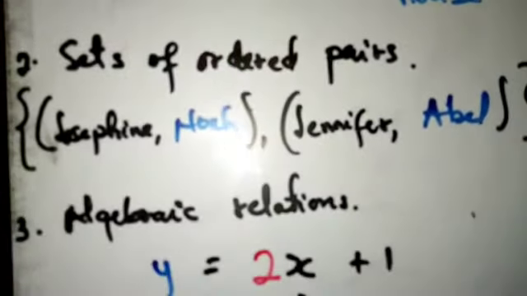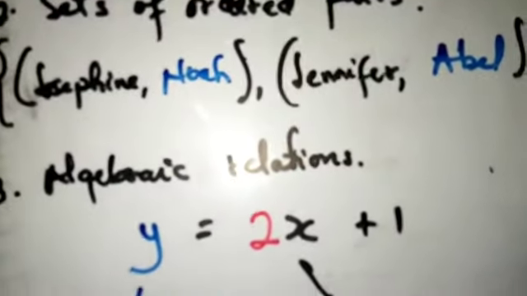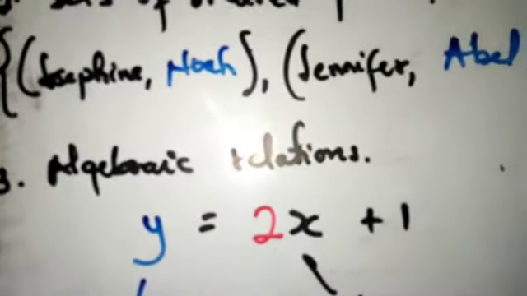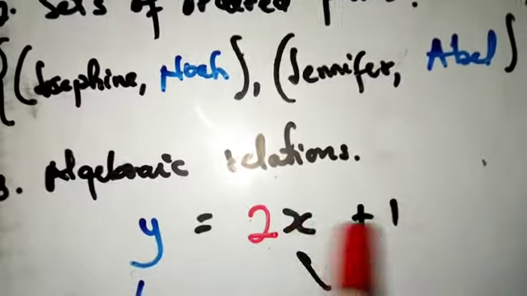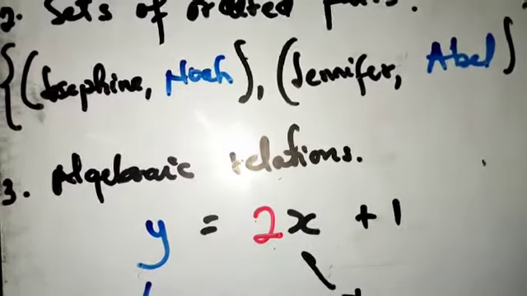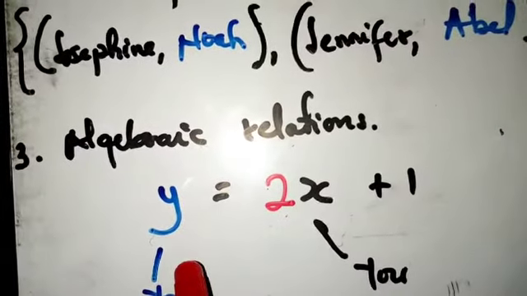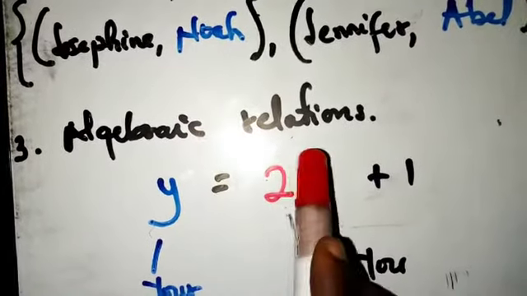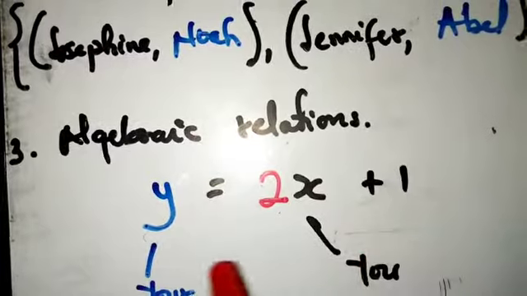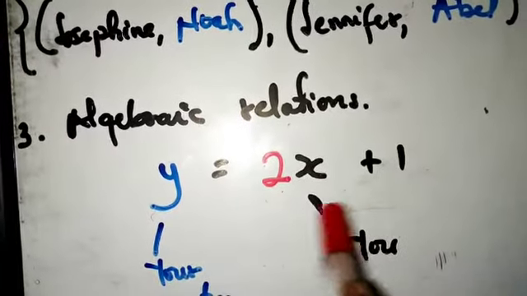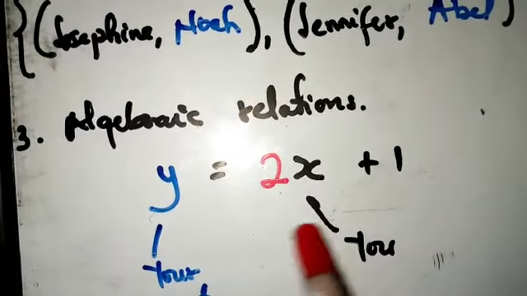And then the third one will be the algebraic relation. Don't let the name scare you. One thing in mathematics is that you must know the meaning behind the name. So let's focus on that. Here we are going to look at the algebraic relation or an equation. It looks like this: y is equal to 2x plus 1. Don't let this thing worry you.